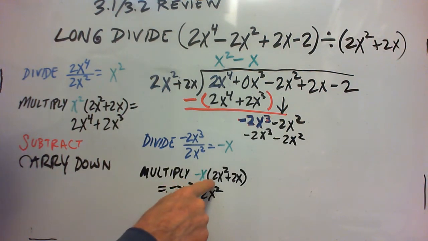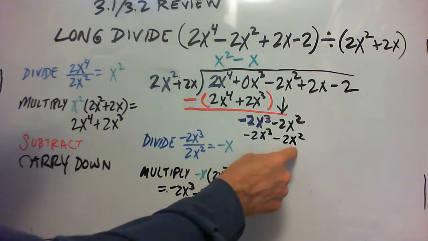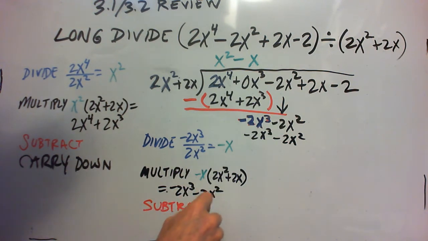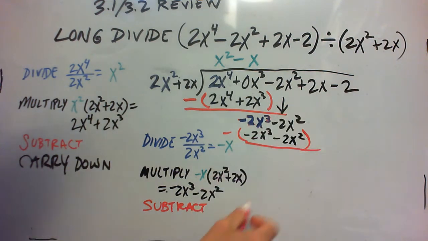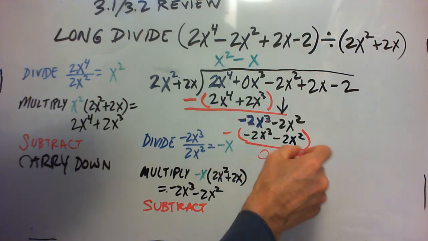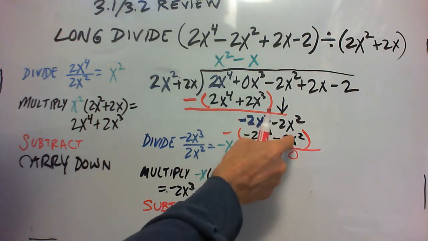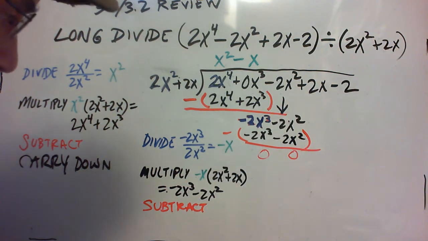So when we multiply out, we get negative 2x cubed plus negative 2x, or minus 2x squared, and then subtract. And then something kind of odd happens here when we subtract. Both terms subtract away. We just get a 0 and a 0. Because when we subtract the polynomial, we add the opposite. So plus 2x squared to minus 2x squared is 0. And so then we carry down that next term, which is 2x.